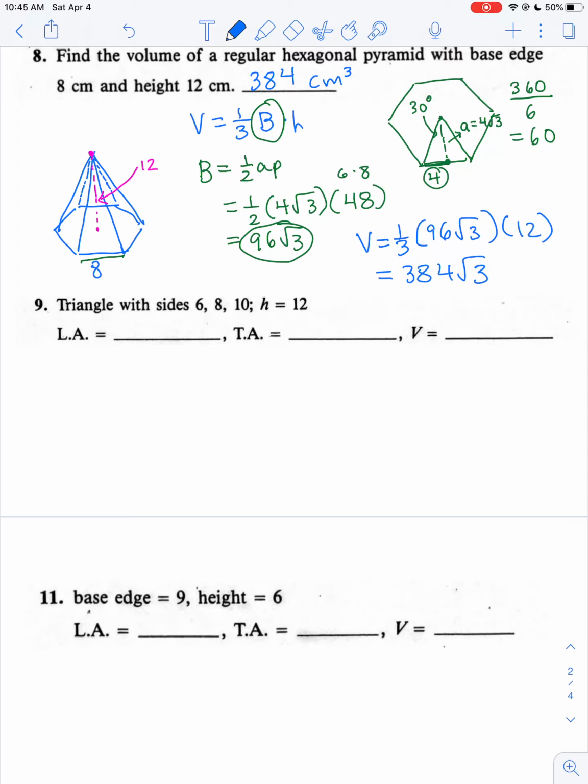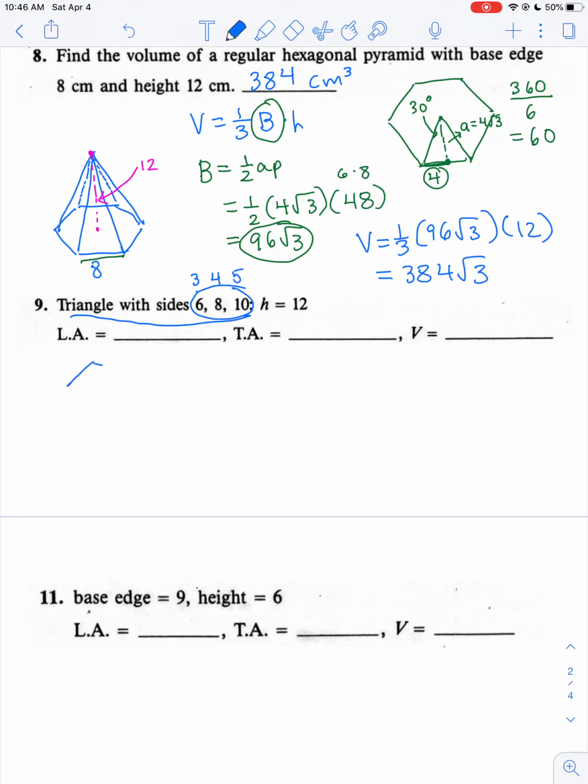Number 9, we're asked to find the lateral area, total area, and volume of a prism where the base is a triangle with sides 6, 8, 12. So how do you sketch a 6, 8, 12 triangle? That should look familiar to you guys because that is a Pythagorean triple in which the sides are scaled from a 3, 4, 5 triangle to be 6, 8, 10 by 2.